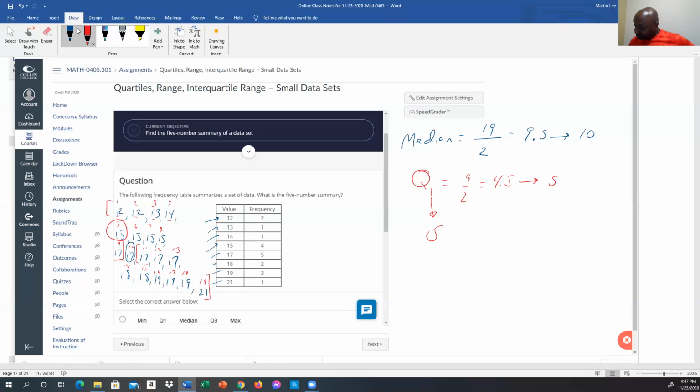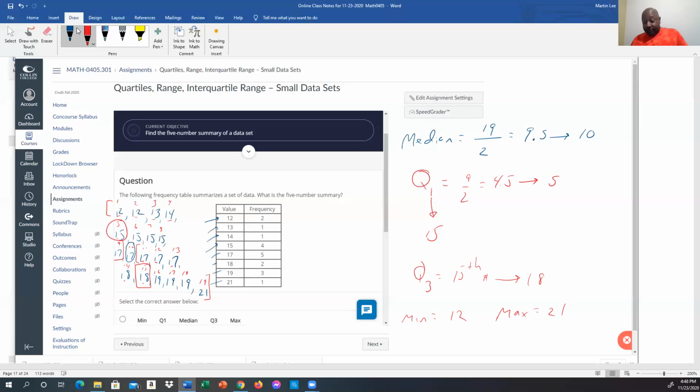And now we're going to find Q3 by finding the median from our upper set of data. So if I count 1, 2, 3, 4, 5. That means my 15th number, which is the number 18, is my Q3. And then our minimum number or our smallest number is 12. And then the maximum number, the biggest number, is 21.